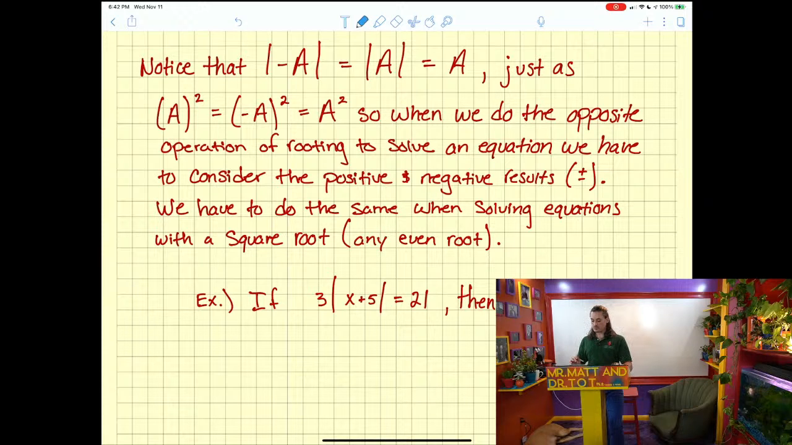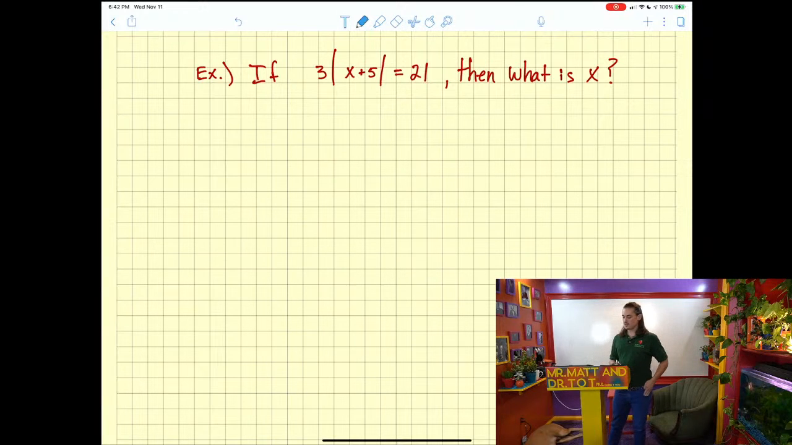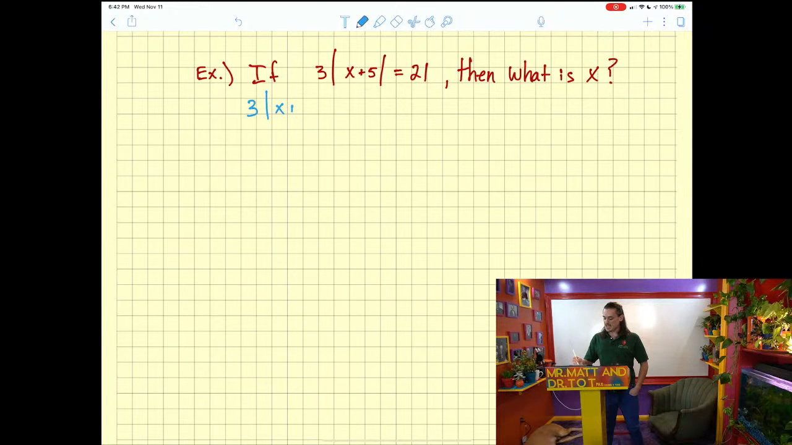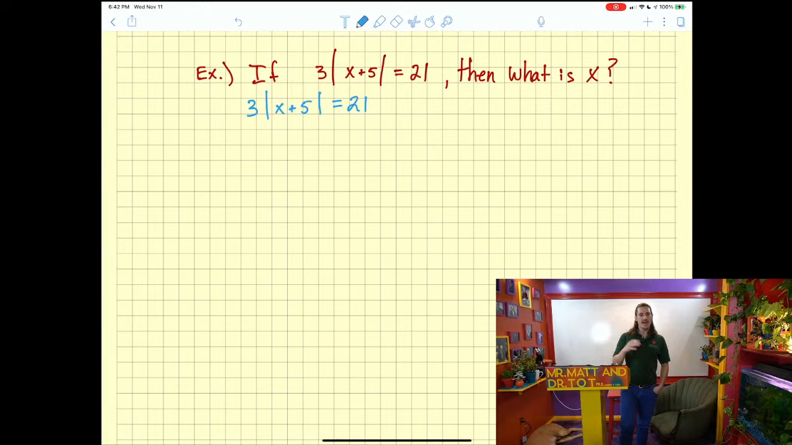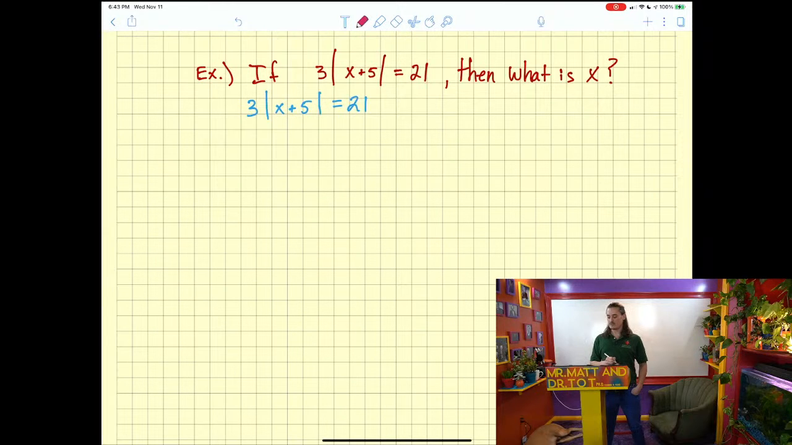So for example, if we were to solve this guy, we have 3 times the absolute value of x plus 5 is equal to 21. So I'm just going to start. My objective is to get the absolute value stuff by itself. So everything that's on the outside of the absolute value bars, I need to cancel out proactively, before I even start to deal with anything with the absolute value bars. So I'm going to look at that 3, which is preventing the absolute value quantity from being by itself.